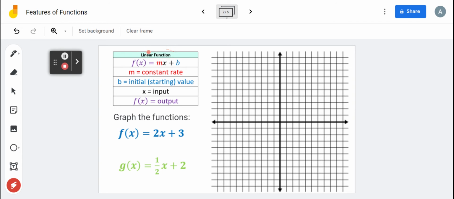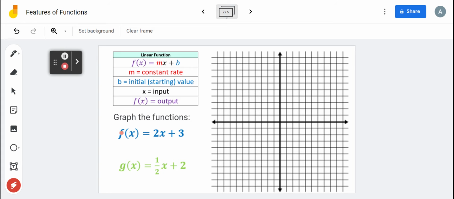So what I've created here is a table of just some basic vocabulary. If we're looking at f of x equals mx plus b, m is your constant rate or your slope, how your input and output's changing from one term to the next. X is your input, b is your initial value or your y-intercept, and then f of x is your output. So how can I graph the function?